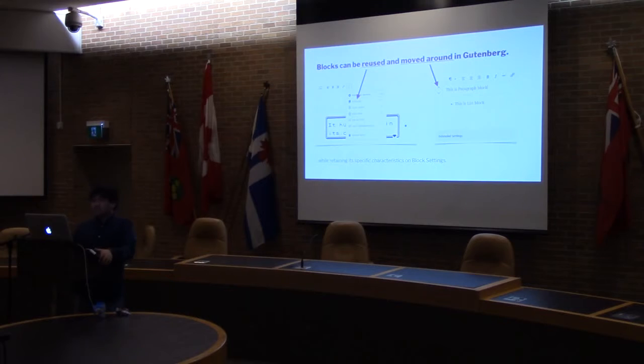So how does this work in Gutenberg? Well, blocks can be reused and moved around in Gutenberg, and we can see here specific instances of how that happens. For example, if you want to reuse something in Gutenberg, you just click on this three-dotted panel and, explicitly there, duplicate.